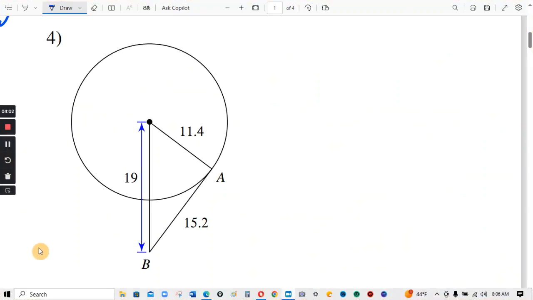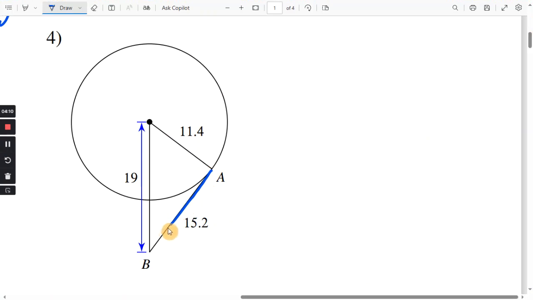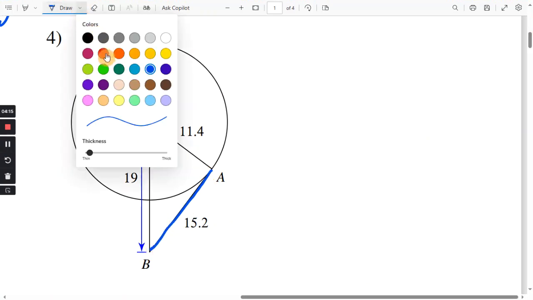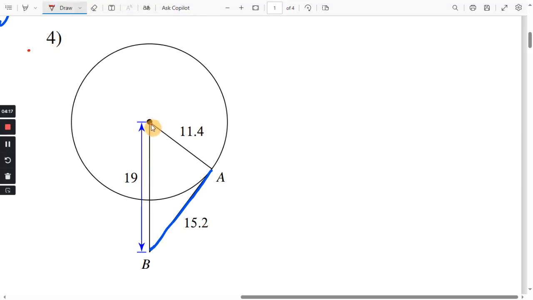Please try number 4. I'll give you the setup. This is AB right here. That is my potential tangent line or segment. And here's the center. This right here is my radius R. The radius and the tangent have to make right angles with each other, so this right here is my potential right angle. We want to prove a squared plus b squared equals c squared.